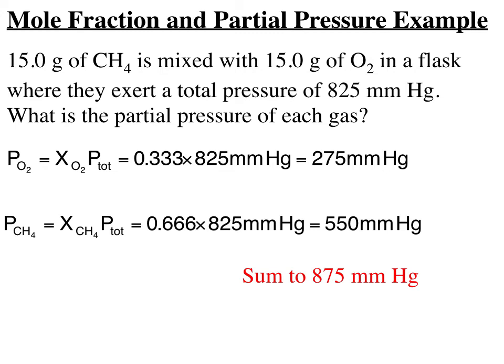Continuing the example from the previous slide, I know the mole fraction of O2, so to find the partial pressure of O2, I simply take this mole fraction times the total pressure of 825 millimeters of mercury. So I'm going to take 0.333 times 825. The partial pressure of O2 is 275. I will take 0.666 times the 825, or total pressure, and I get 550 millimeters of mercury as the partial pressure of methane. And of course, if I sum these partial pressures, I should get the total pressure back.